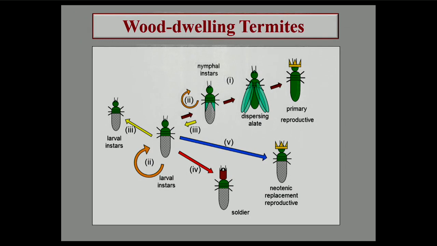So all workers are actually totipotent larval instars, and they can then develop into dispersing alates that found new nests, as so-called primary reproductives, and in between there are so-called nymphal instars. These are instars with wing buds, whereas larval instars are instars without wing buds. And this development between larval and nymphal instars can also be regressed, which is something unique within the whole animal kingdom, that you can regress your development.